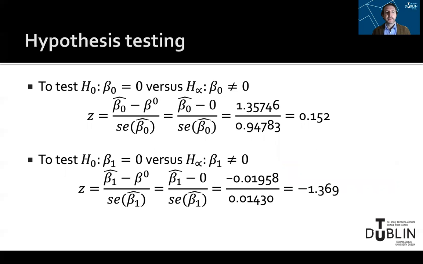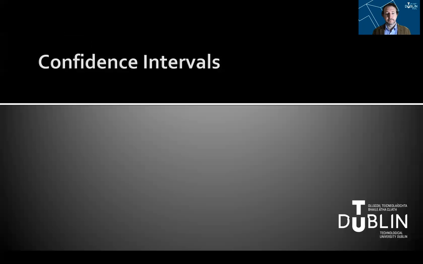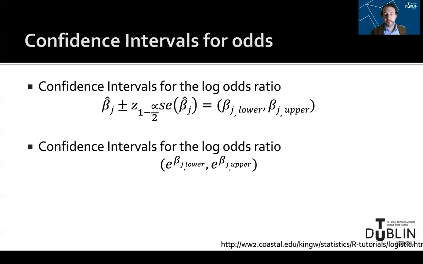And it doesn't. The Z value for the intercept is 0.152. The Z value for beta is minus 1.369. They're not significant. They're not outside our range. So child height does not contribute to predicting the probability of the parent's sex. Similarly, we can do this for confidence intervals. There are two types. We can do confidence intervals on our beta weight, or we can do confidence intervals on our log odds as well.